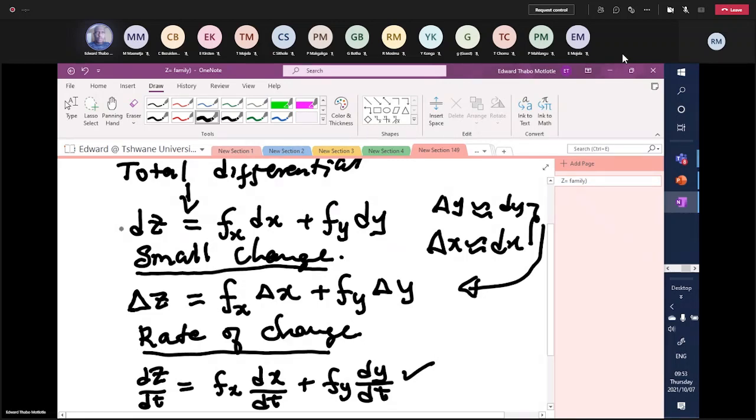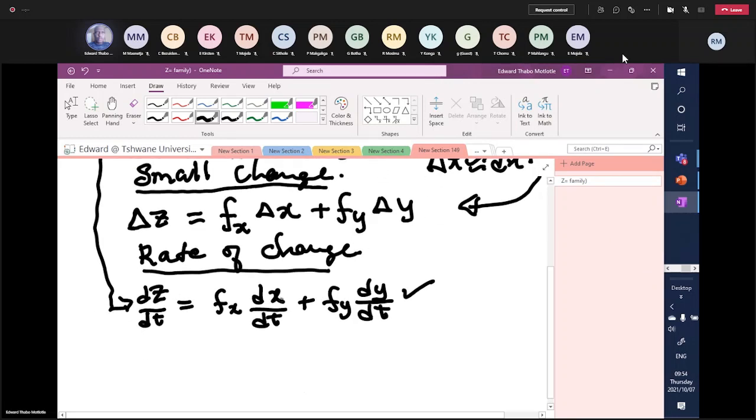Now, if you compare these two, what is the relationship between the total differential and the rate of change? You can see that basically they just divided the total differential by dt. That's basically what happens. But they divide only the dx, dy, dz. Then it gives you the formula for the rate of change.